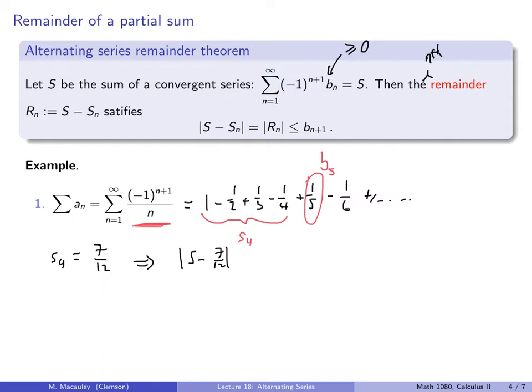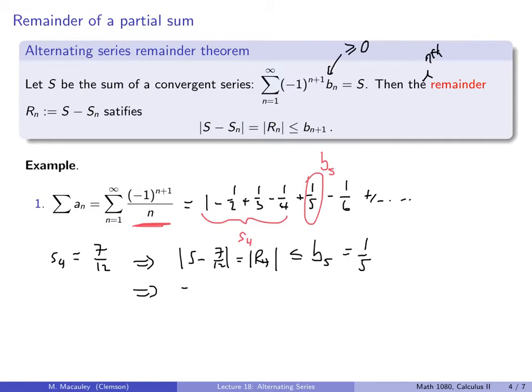What does that converge to? So we don't know, but we know that S minus 7/12ths is less than or equal to, well, actually let me remind you that that is by definition equal to R4. This is the fourth remainder or error term. And that is no bigger than B5, which is 1/5.